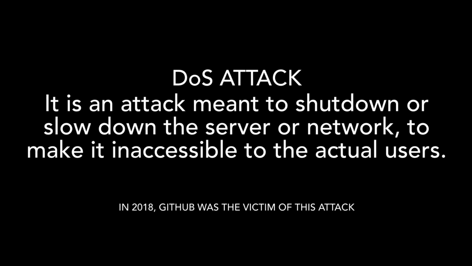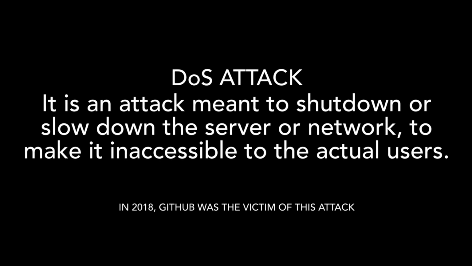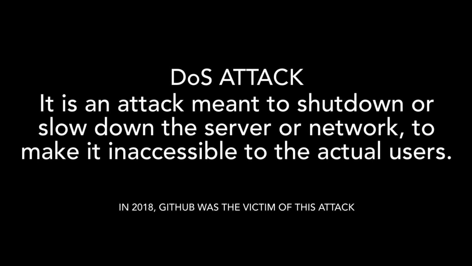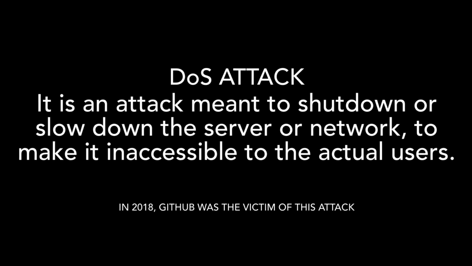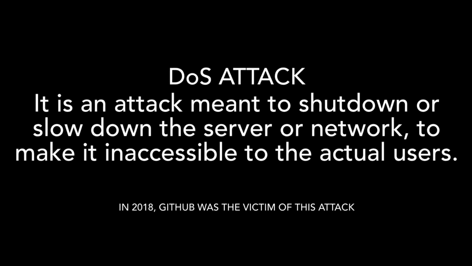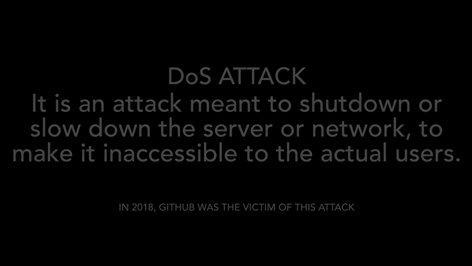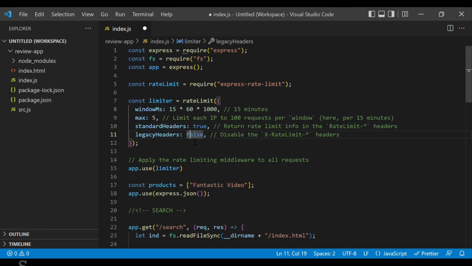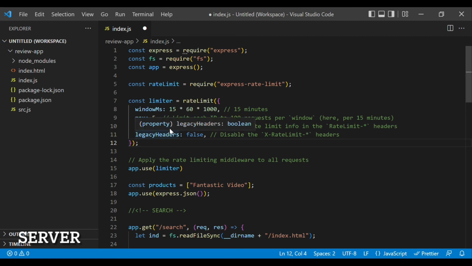A DoS attack is meant to shut down or slow down the server or network with numerous requests. In 2018, GitHub was a victim of this attack. Now let's see how we can prevent this attack. We are going to rate limit the app's incoming requests, so we will limit each IP to 5 requests, which means from an IP only 5 requests are allowed.